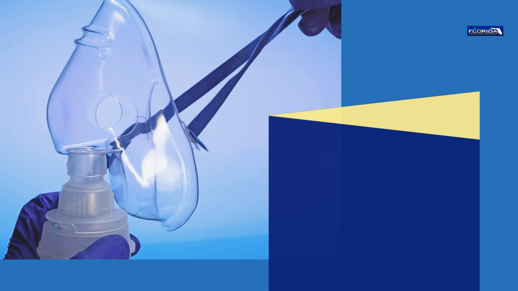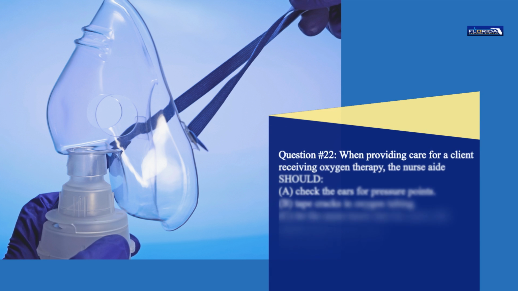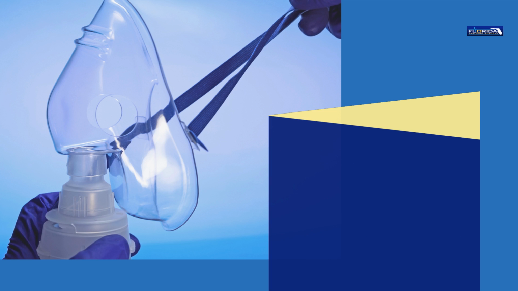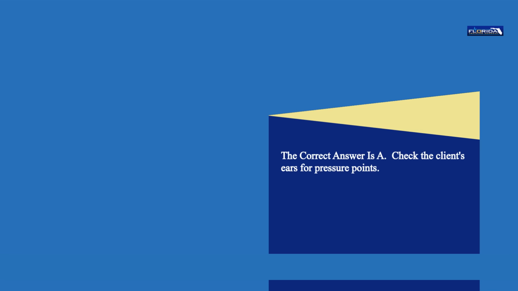Question number 22. When providing care for a client receiving oxygen therapy, the nurse aide should A. Check the ears for pressure points. B. Tape cracks in oxygen tubing. C. Let the nurse know that the nurse aide cannot care for the client. D. Change the flow rate if the client is short of breath. The correct answer is A. Check the client's ears for pressure points.